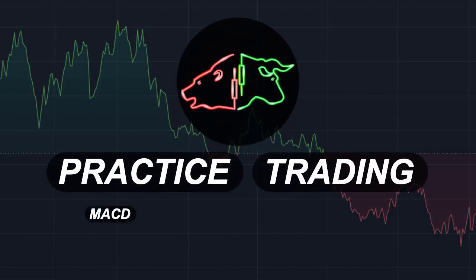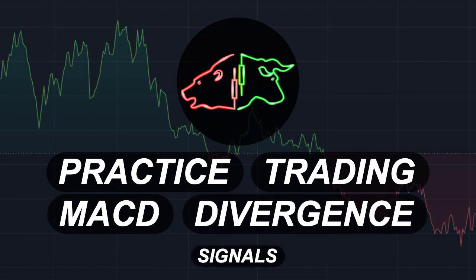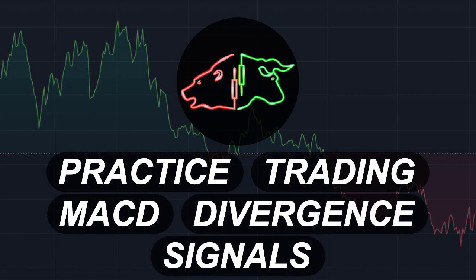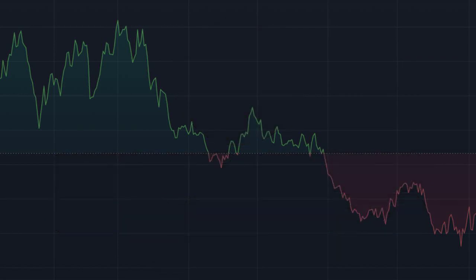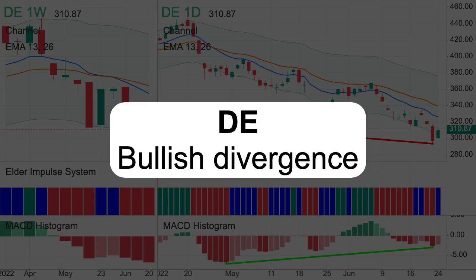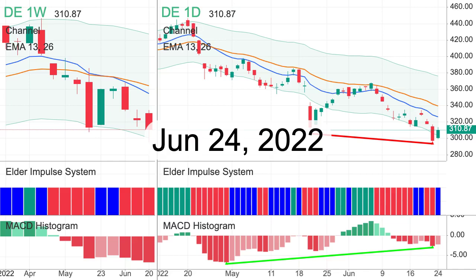Today we will practice trading MACD divergence signals. Test yourself if you can identify the correct signal. Let's consider the stock of Deere & Company. This video illustrates a trading strategy based on books and public lectures by Dr. Alexander Elder. We use double screen view to examine the stock.